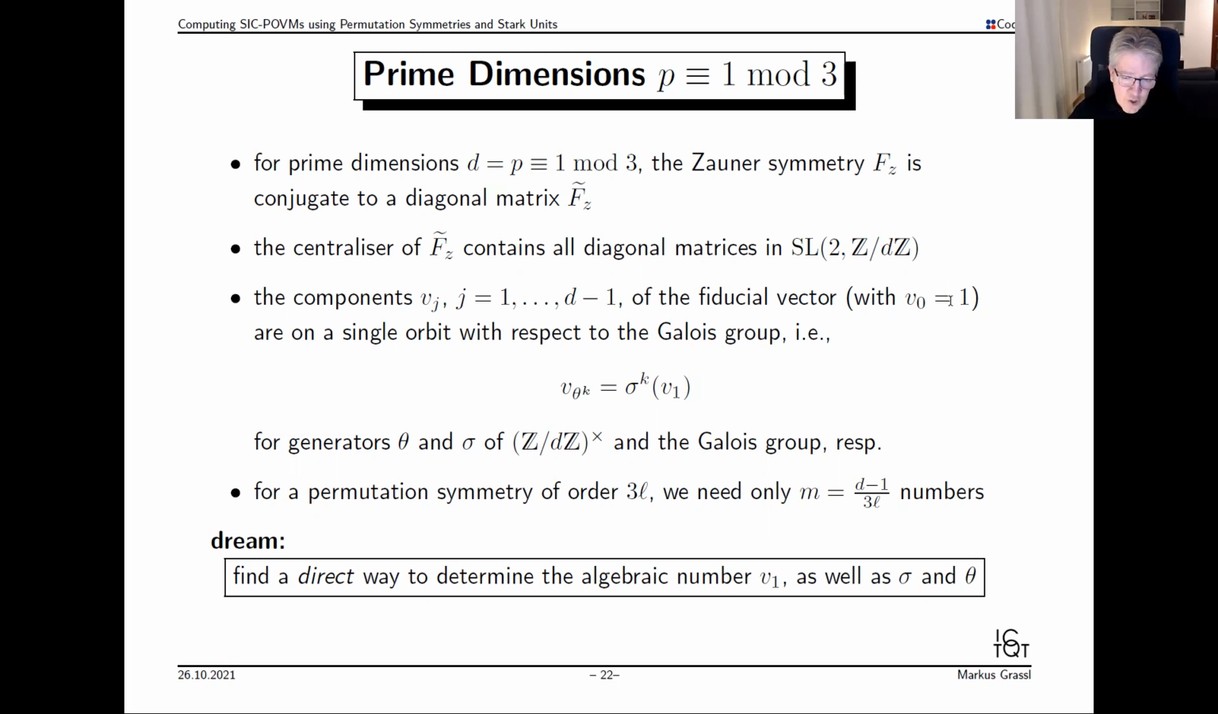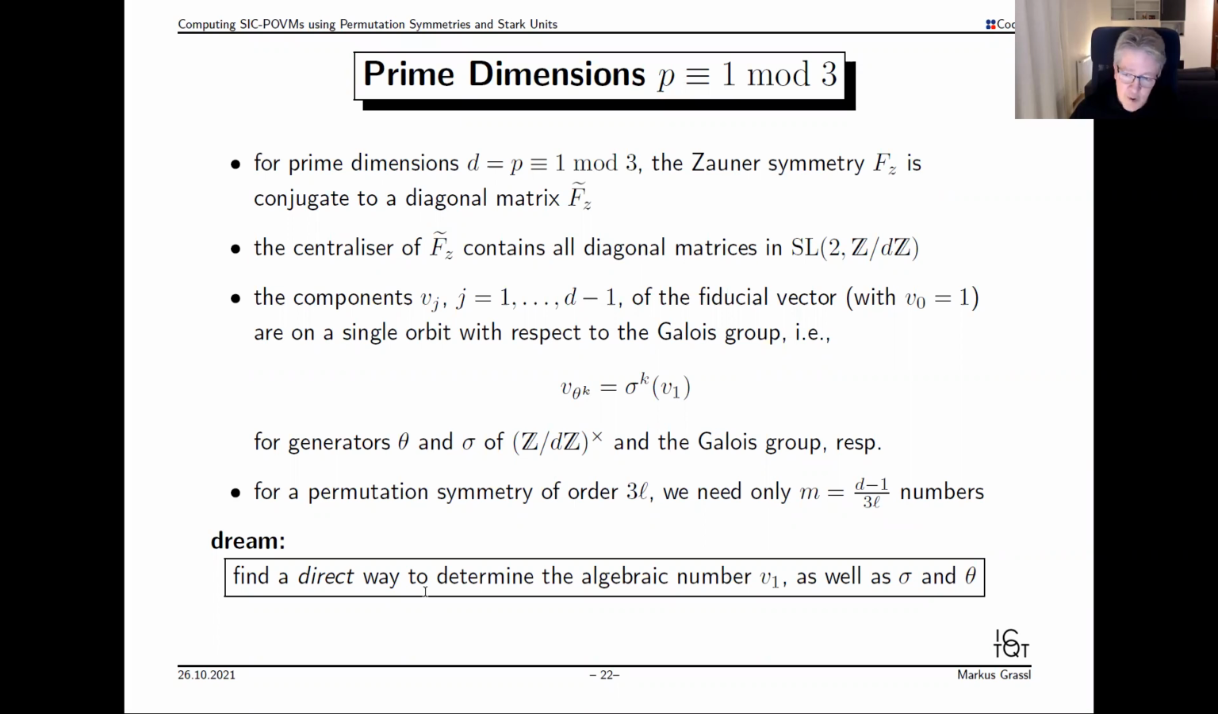The first one we normalize to 1 by having the Galois group acting on this one. So if the order of the symmetry is 3L, we need (d minus 1) over 3L different numbers, but they are all in the orbit under the Galois group. So my dream when I made this observation: I can already conjecture in which field this number v1 lives, but is there any way to determine that number?